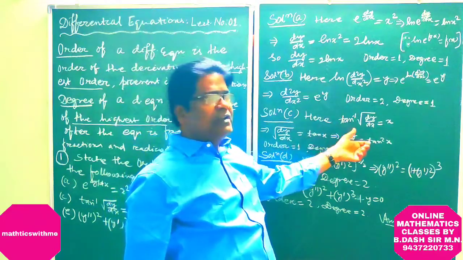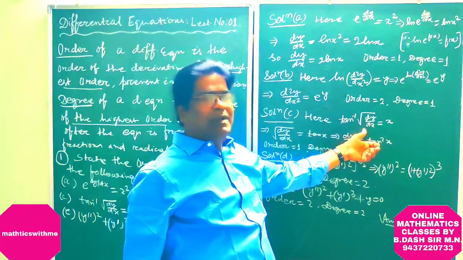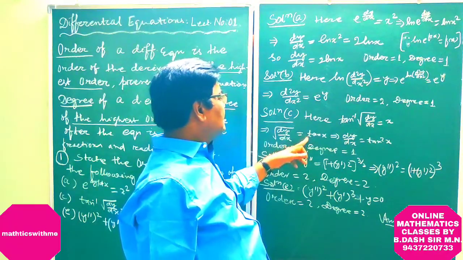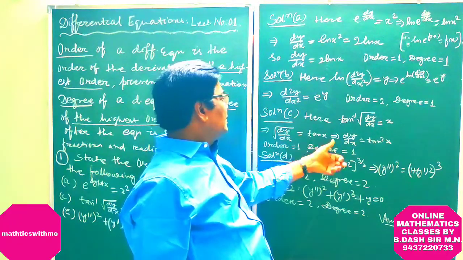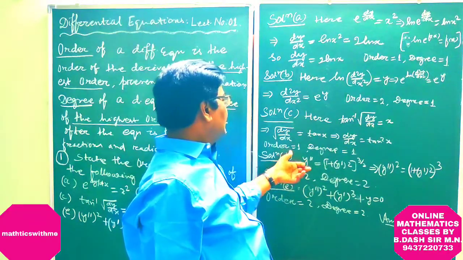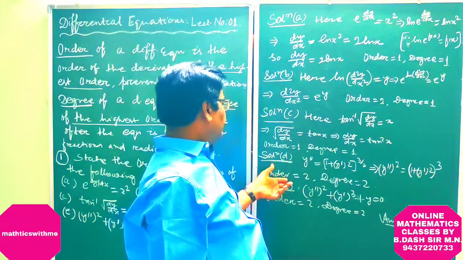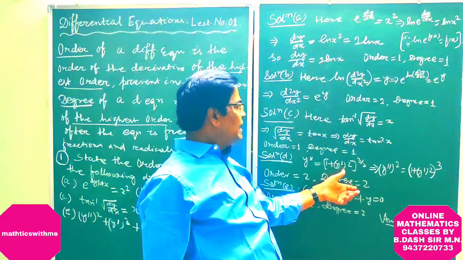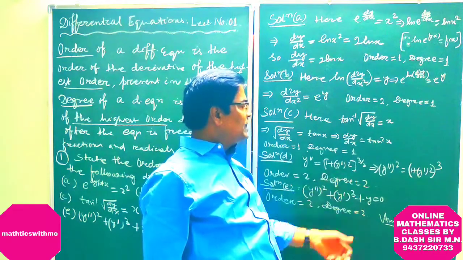The next question is tan inverse root over of dy by dx is equal to x. So now root over dy by dx is equal to tan x. Taking square on both sides, we get dy by dx is equal to tan square x. So the order is 1, degree is 1. Similarly, the question y double dash is equal to 1 plus y dash square to the power 3 by 2.